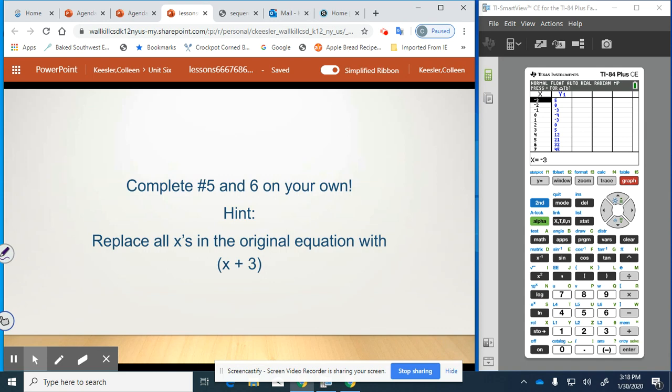All right, so you're going to complete 5 and 6 on your own. Hint, replace all x's in the original equation with x plus 3. Keep that x plus 3 in parentheses.